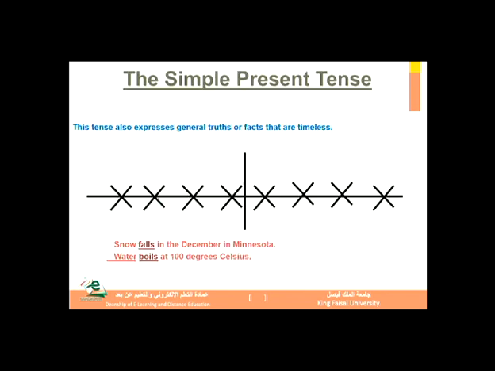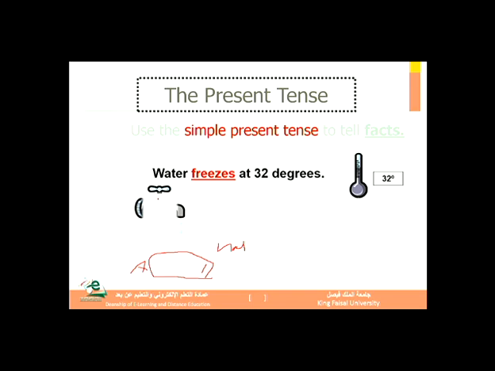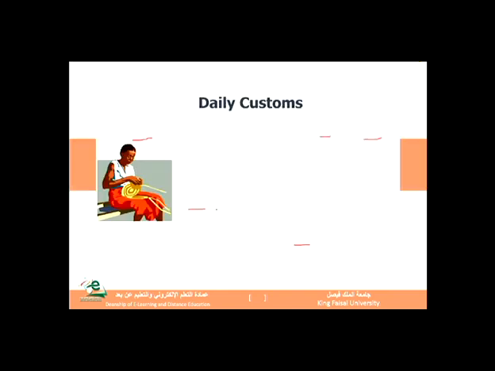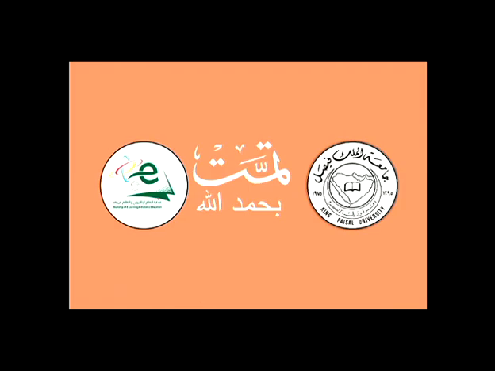كذلك يستخدم the present simple tense للحديث عن الحقائق, to talk about facts. So when we say for example water freezes at 32 degrees. هذه حقيقة بأن الماء يتجمد عند درجة 32. كذلك when we say triangles have three sides. أن المثلث ثلاثة أوجه. هذه حقيقة. لذلك استخدم له the present simple. كذلك نستخدم the present simple للحديث عن العادات اليومية. Okay. مثل ما شاهدنا في هذه الشريحة.